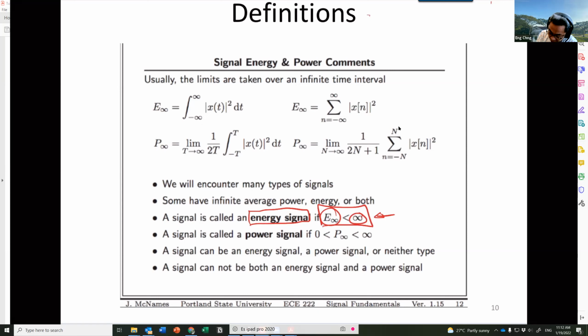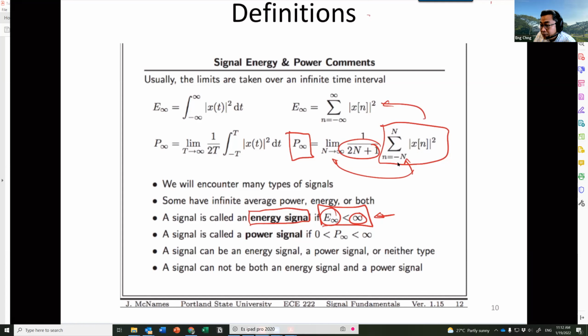All right, what about a power signal? A power signal looks exactly the same, right? Here, N will go to infinity, but we are dividing by the period. So 1 over 2N plus 1 is nothing but the period, because if we are going from minus N to capital N, we are taking 2N plus 1 points. So we are basically taking the energy divided by how many samples, but we are of course taking it across all time.